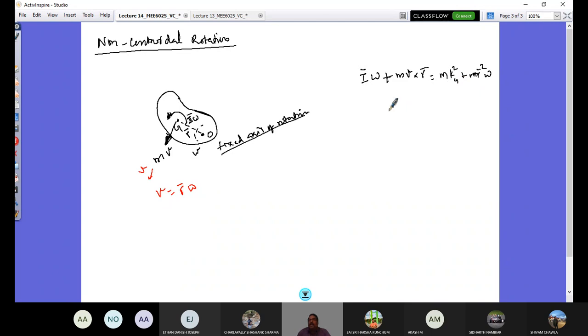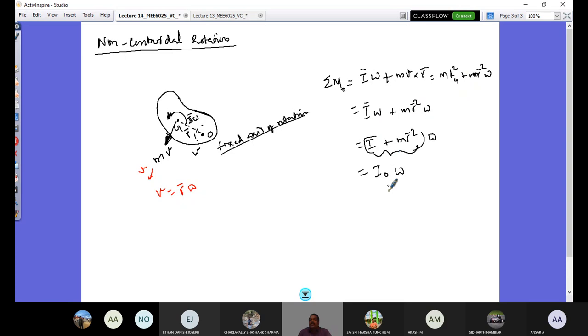Or I would rewrite this as the total moment at point O, the couple moment at point O, given by this. So I bar is mk square. So I would rewrite this as I bar omega plus m r bar square into omega. If I take this omega out, it's I bar plus m r bar square into omega. So what is this I bar plus m r bar square? It is I naught into omega. And how do you get this I naught? I naught is IG, the centroid mass moment of inertia, plus mass times the distance between the centroid and the point of rotation, that is m R square. So this is the parallel axis theorem.